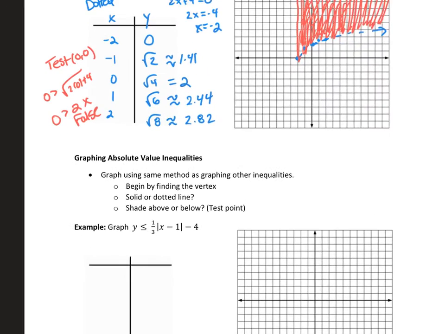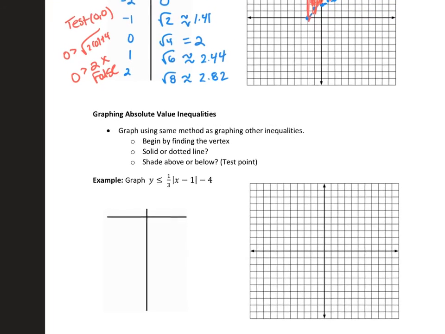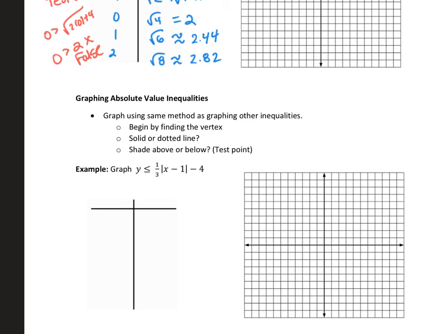All right, let's go ahead and look at our second example, which is asking us to graph an absolute value inequality. Now, to graph an absolute value inequality, you're going to, again, use the same method as graphing other inequalities. You're going to begin by finding the vertex, determine whether it's solid or dotted, and then either shade above or below by testing a point. Remember, absolute value graphs have a V shape.